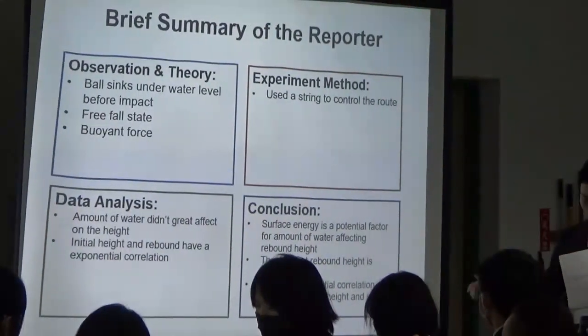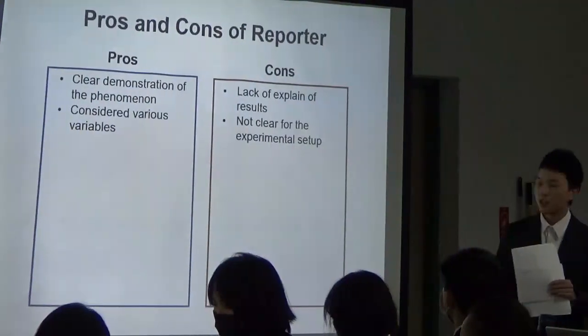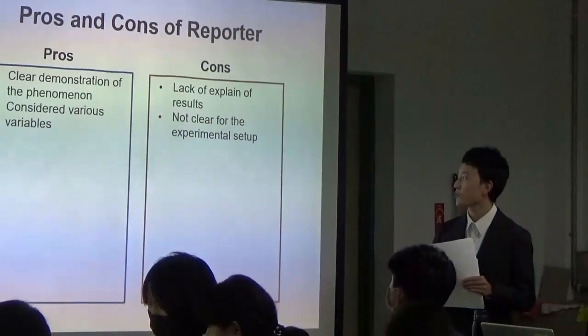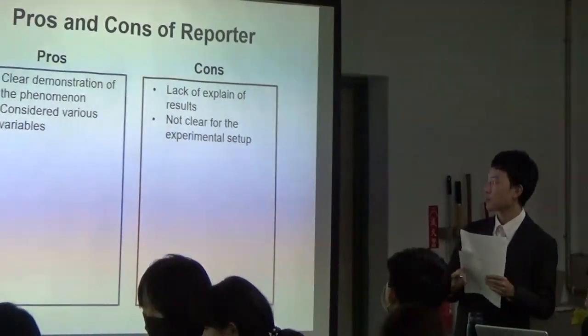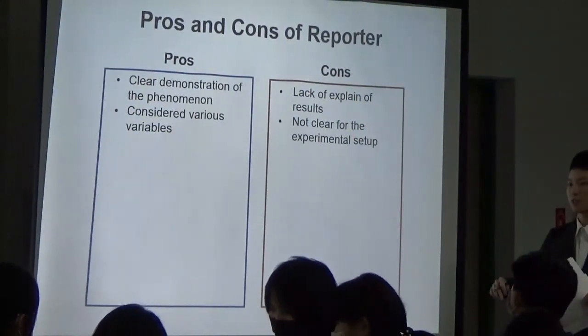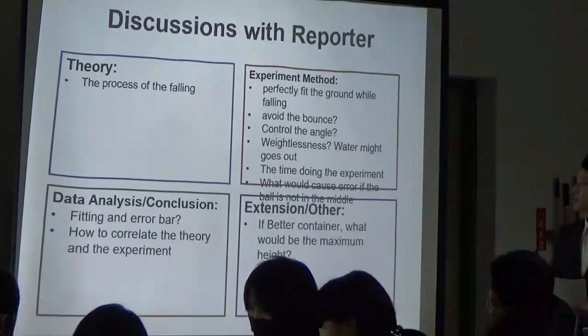And the correlation next. So I think the pros of the reporter is there is a clear demonstration of the phenomenon and they consider various variables. But the cons is they have a lack of explanation of the results and it is not clear how they actually saw the experiment. There's no picture for that.